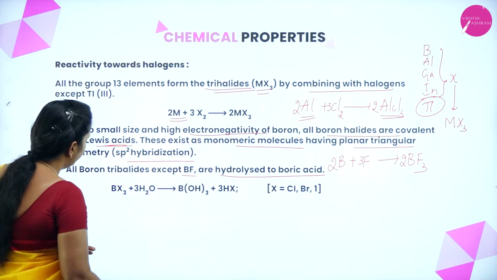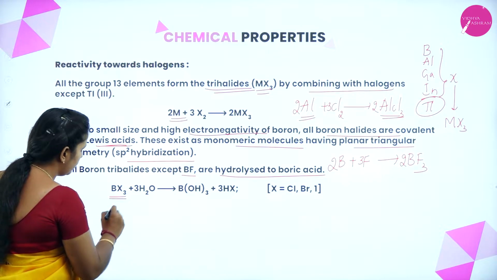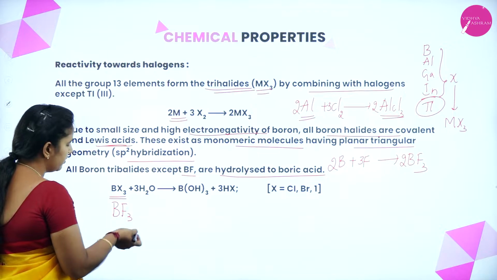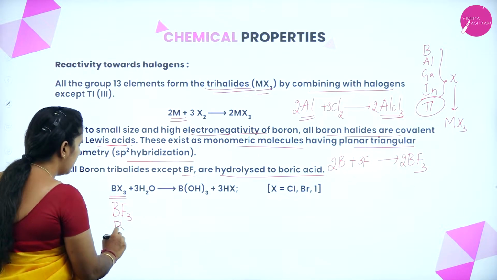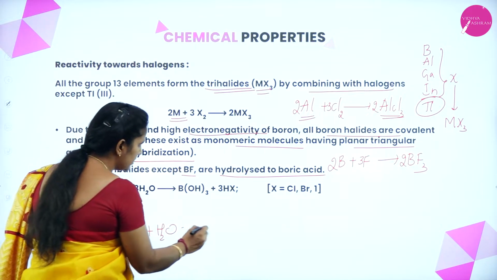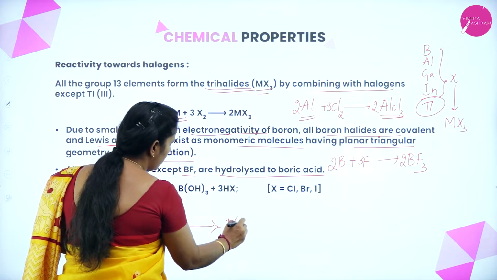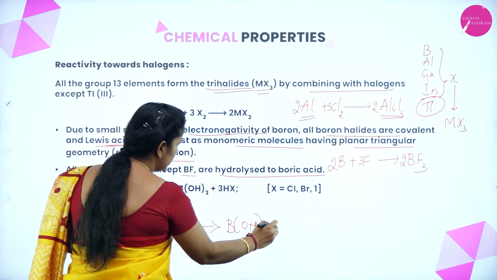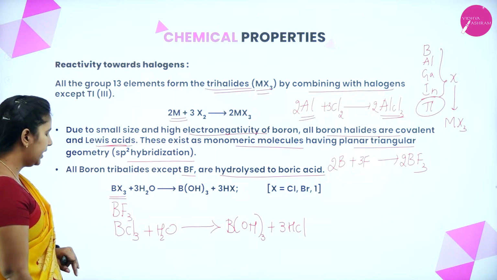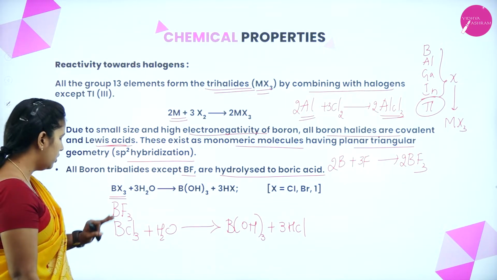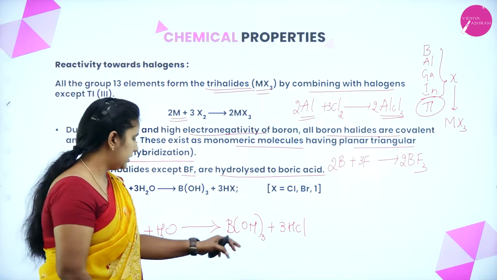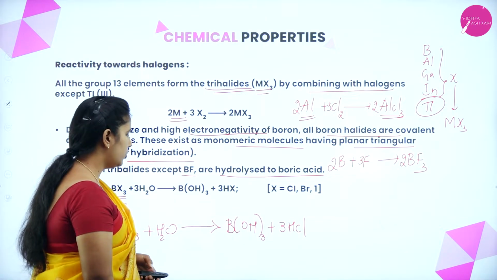All the boron trihalides, except BF3, are hydrolyzed to give boric acid. You can see this is boron trifluoride. Except boron trifluoride, you can go with boron trichloride also. When it is hydrolyzed in water, it gives rise to what? Boric acid, that is B(OH)3, with 3 HCl. So this indicates that except boron trifluoride, boron halides can hydrolyze in water to give boric acid. What is the name of this compound? Which is boric acid.